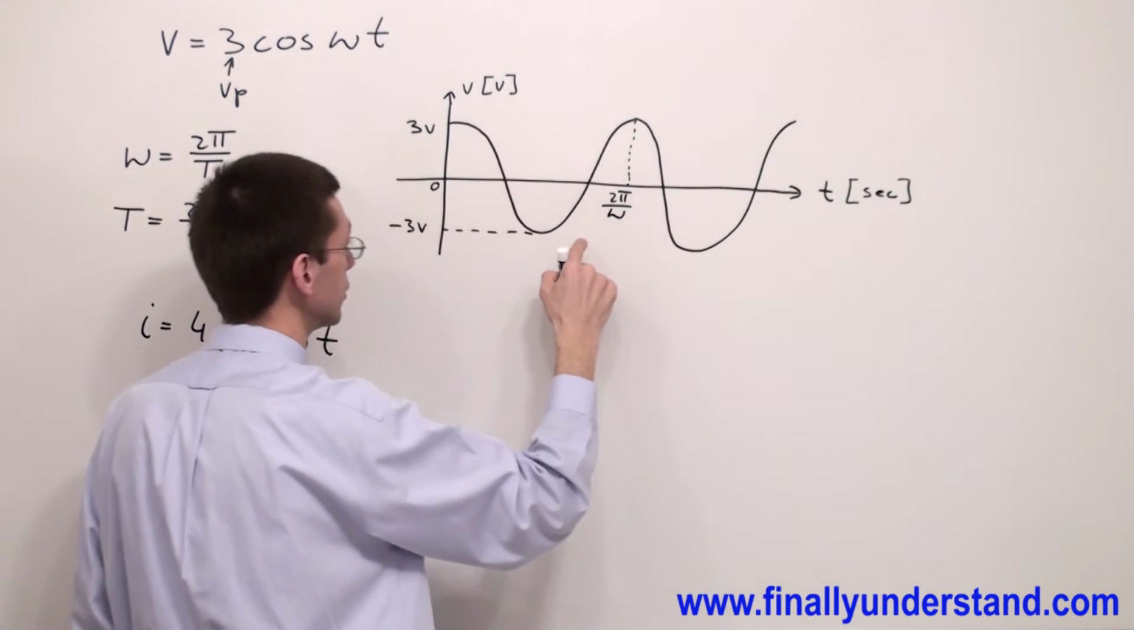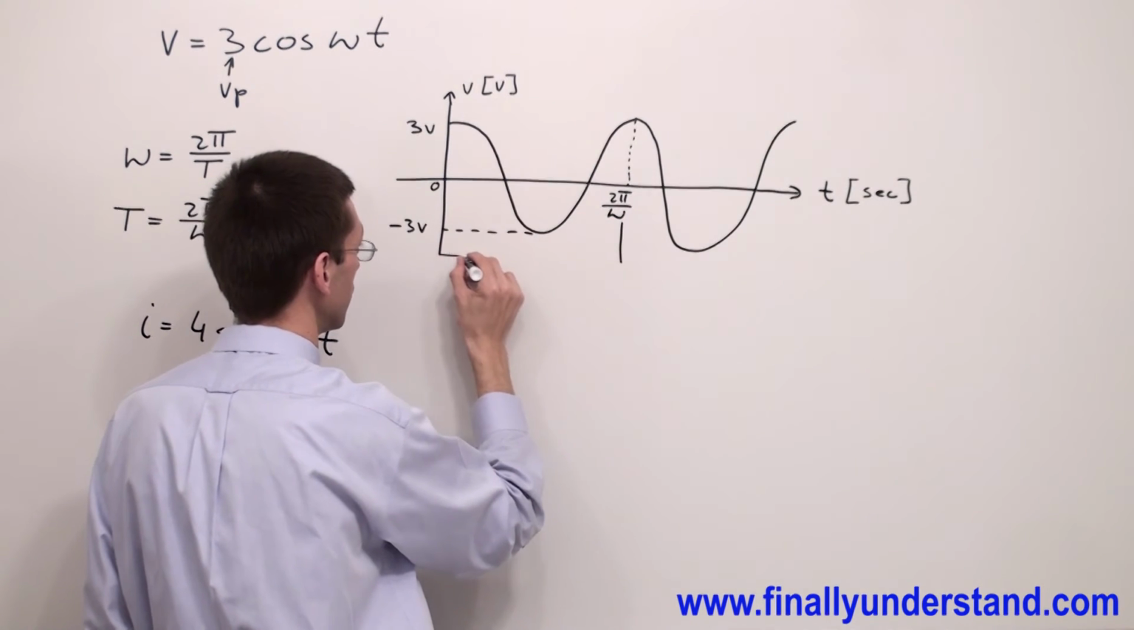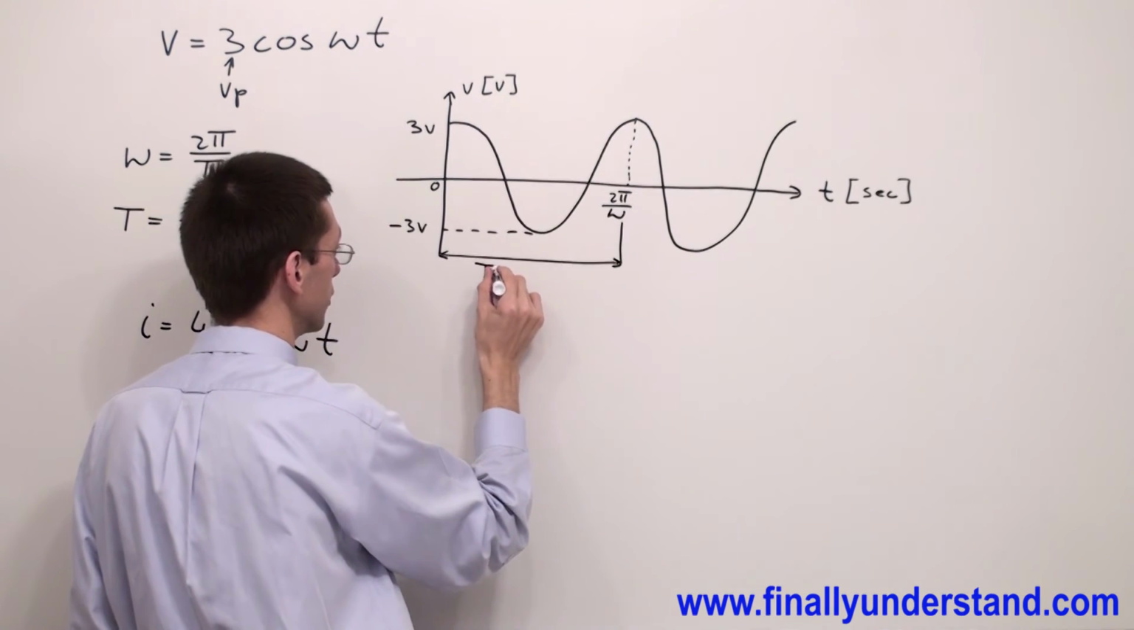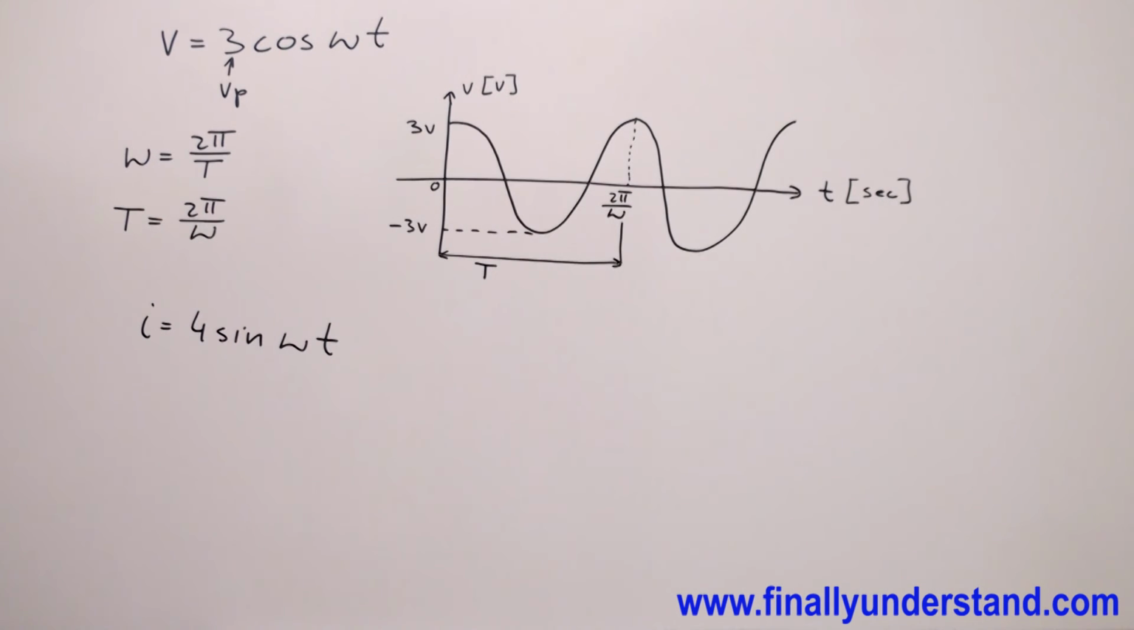So my period is the time required to finish one full cycle. This is my period. This is the solution to the first problem. Let's take a look at another example.